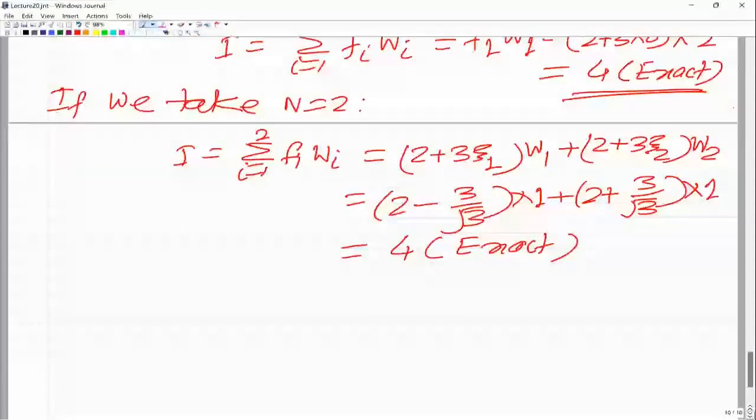Of course, if you use fewer than the minimum points, then you will under-integrate. In this case the minimum number of points we need is only n equal to 1, so we cannot go less than that. So that's what we can do.